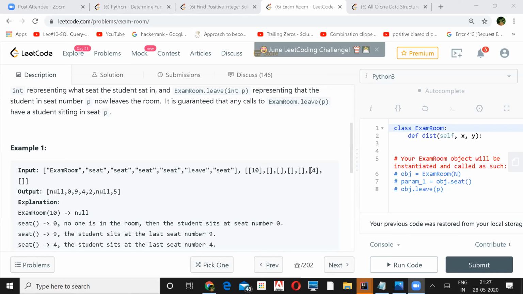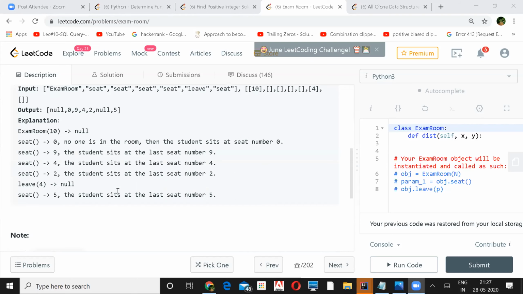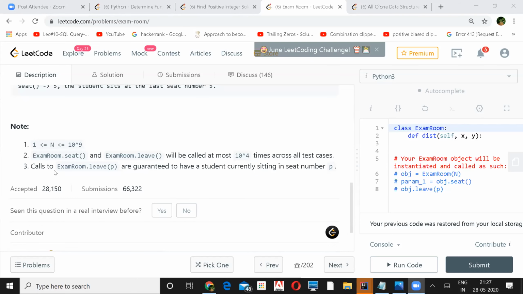Regarding leave, he'll leave the 4th position, so that will become vacant, and again he'll sit at the 5th position, the last seat number here. And exam room dot seat and dot leave will be called at most 10 raised to power 4 times across all the test cases, and it's guaranteed to have a student currently sitting in the seat number P. Then only he'll leave. Otherwise, it's not like if it is empty, nobody will leave.